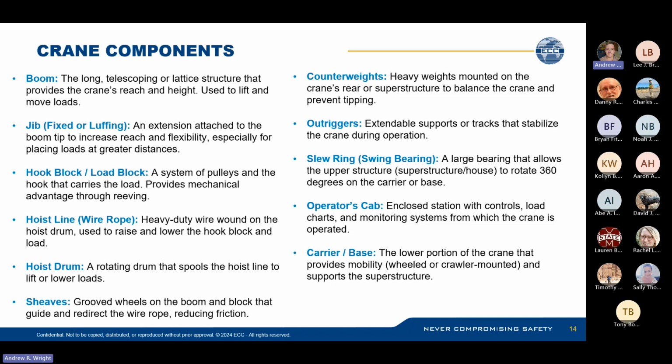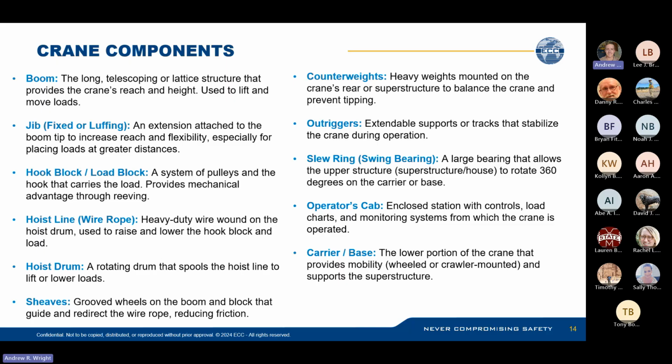A jib is an extension attached to the boom tip to increase reach and flexibility, especially for placing loads at greater distance. The hook block or load block is a system of pulleys and the hook that carries the load, and it provides a mechanical advantage through reeving.